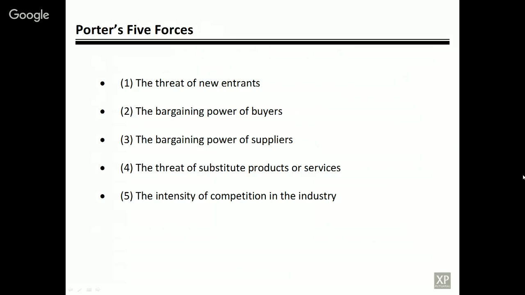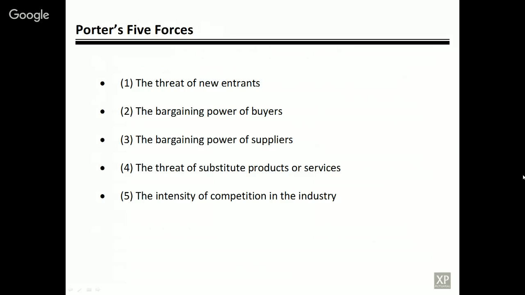The next important topic from this objective is the Porter 5 Forces model. This is a classic management model that is taught in many business schools. There are 5 forces, which are the threat of new entrants, bargaining power of buyers, bargaining power of suppliers, threat of substitute products or services, and the intensity of competition in the industry.